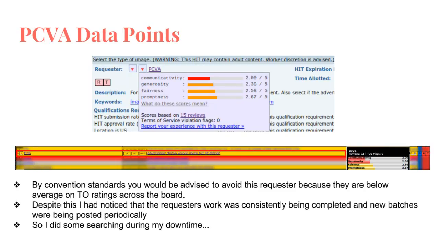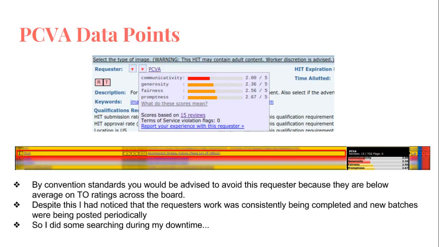So as I said, by conventional standards, my advice to most people, as you've heard me say, is you would bypass this requester. But I had noticed during that time that this requester was putting up batches and the batches were getting done. That's another trigger to me. I knew they were different batches because the title was slightly different. I could see that they were refining their hits. And that's a good sign too, right? That they're trying to improve their hits. They're taking feedback, obviously.